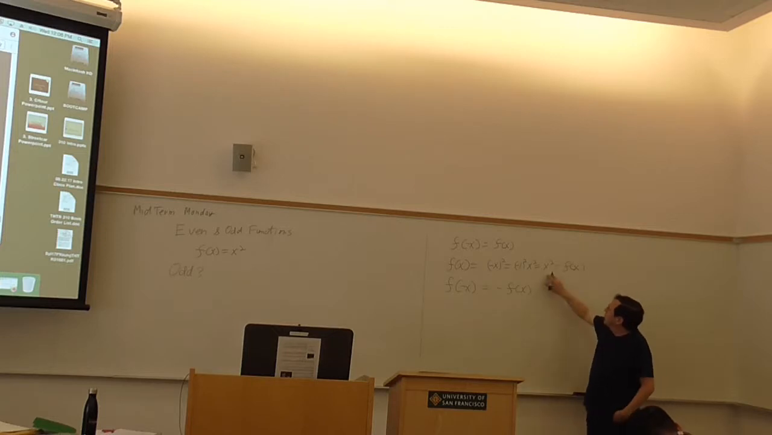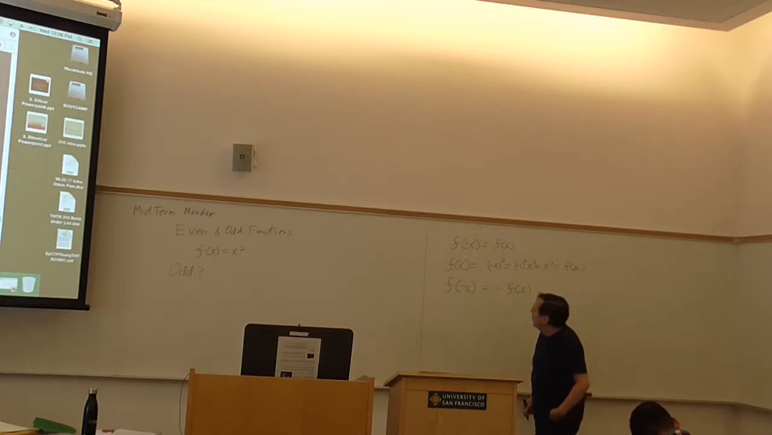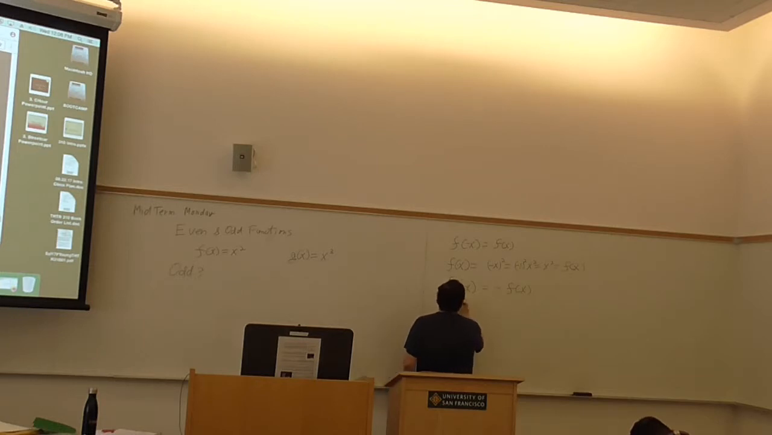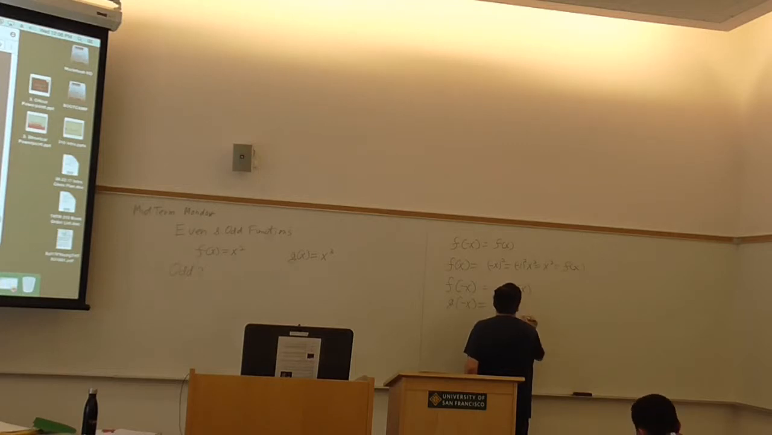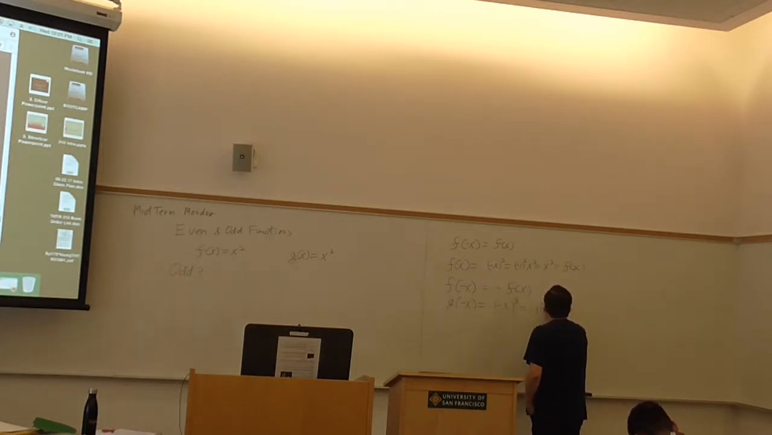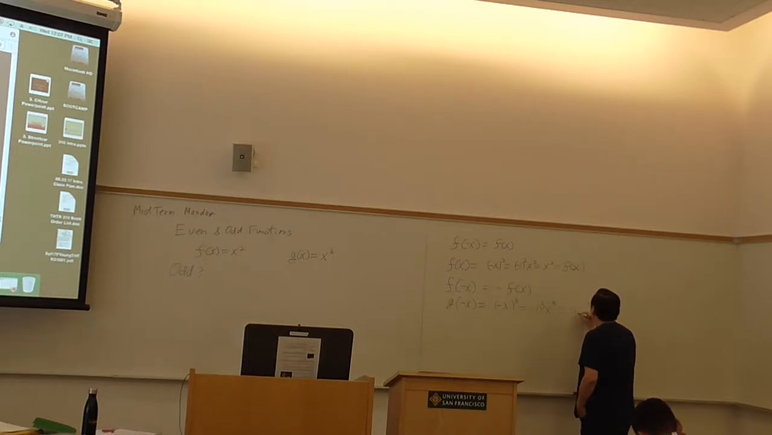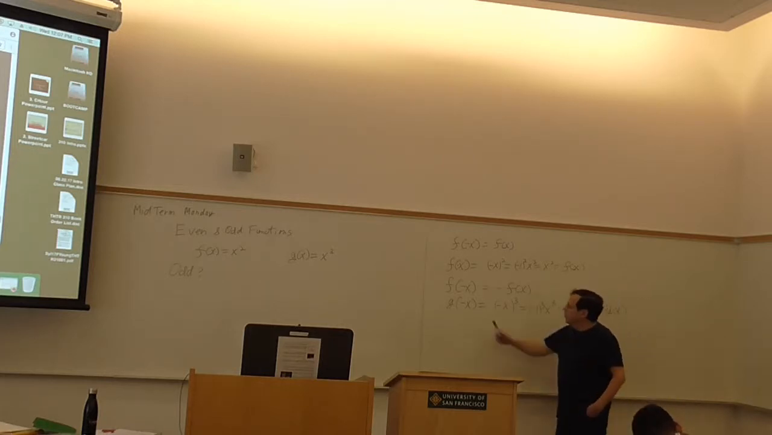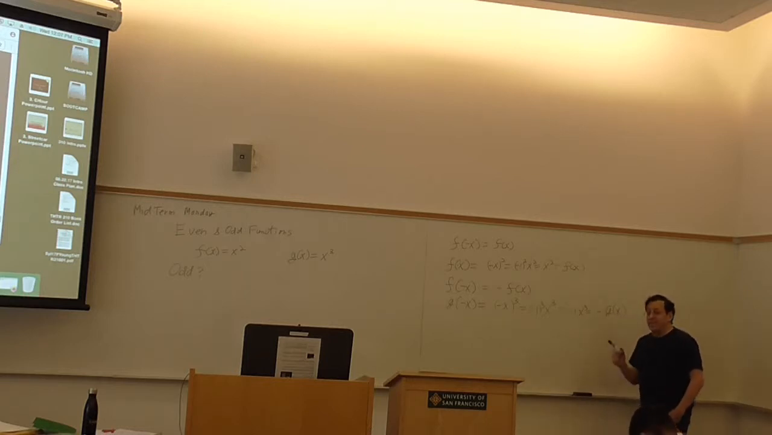Okay, clearly x squared is not an odd function. We need an example. So let's look at g of x equals x cubed. Right? So g of minus x is equal to minus x cubed, equals minus 1 times x cubed, equals minus g of x. So g of minus x equals minus g of x. This is an odd function.